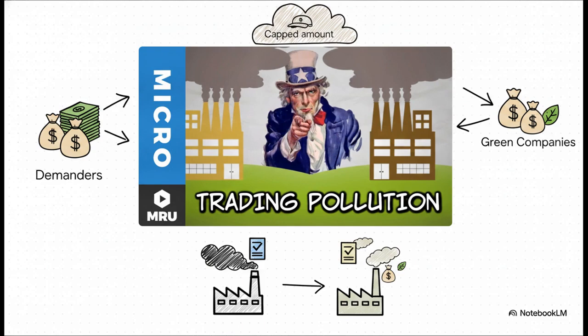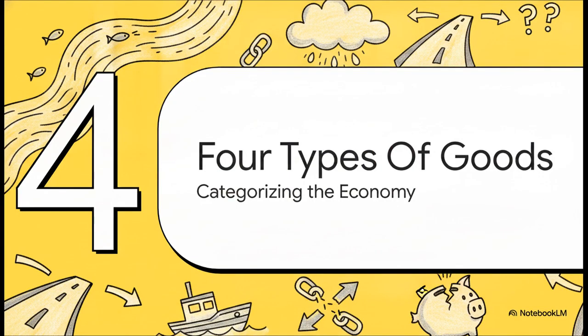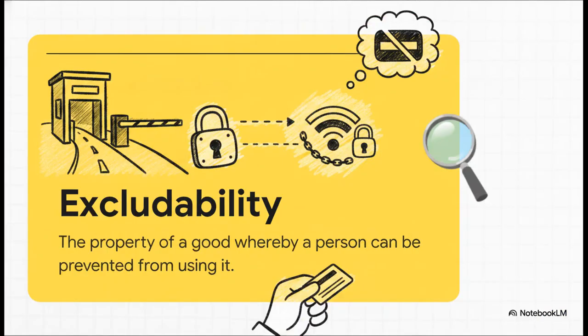How cool is that? Moving to section 4, 4 types of goods. Because we have to ask, what happens with things in our world that nobody actually owns? To really get why this breaks the market, we need to understand 2 key properties of the things we buy and use. The first is excludability. Basically, can we physically or legally stop someone from accessing a good if they refuse to pay for it? Think about setting up a toll booth on a highway or slapping a password on your home Wi-Fi network. If you can block a non-payer from using it, the good is excludable.